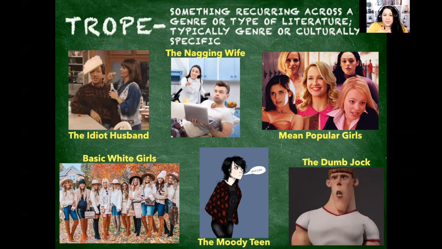So for example, I grew up in the 90s and a lot of 90s sitcoms, this drives me crazy, had the idiot husband. The husband was so dumb. Everything he said was so stupid. He was always like making mistakes. And the wife was always having to kind of almost mother him, like he was another one of her children. Very common trope. I'm glad that that one's kind of dying out.